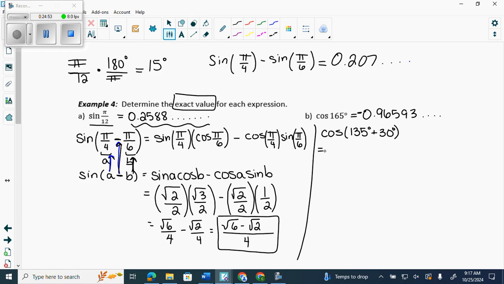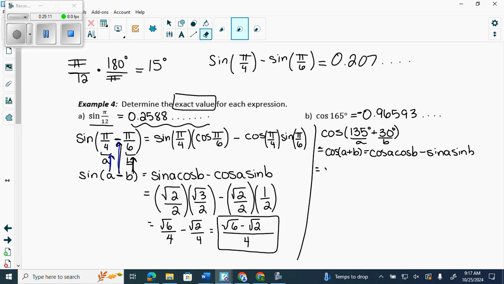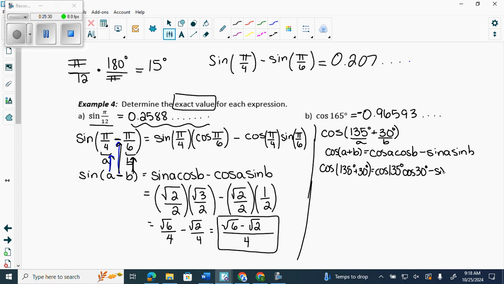So then we use our formula. It's our A, this is our B. Our formula is cos A plus B equals cos A cos B minus sine A sine B. So we're going to get cos 135 degrees plus 30 degrees equals cos 135 degrees cos 30 degrees minus sine 135 degrees sine 30. So do you see how chapter 4 is extremely important? Because if you can't find sine 135 and cos 135 and sine 30 and cos 30, you can't do this question, right? That was basic questions off of chapter 4.